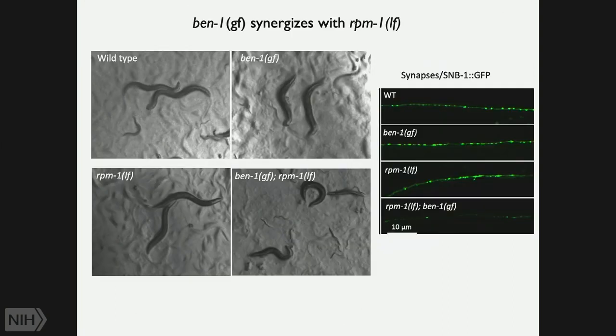And this BEN1 gain of function mutation also acts in parallel to RPM1 loss of function, where we made the double mutants. The wild-type worm, like a real worm, moves well in a sinusoidal pattern. BEN1 gain of function is pretty much normal. RPM1 loss of function is also pretty much normal. But when we make this double mutant, they're alive, but they're paralyzed.